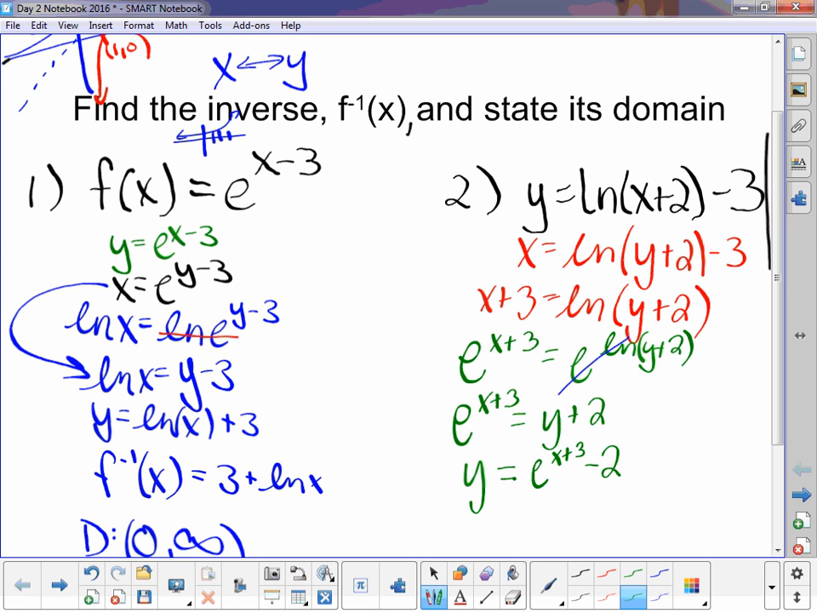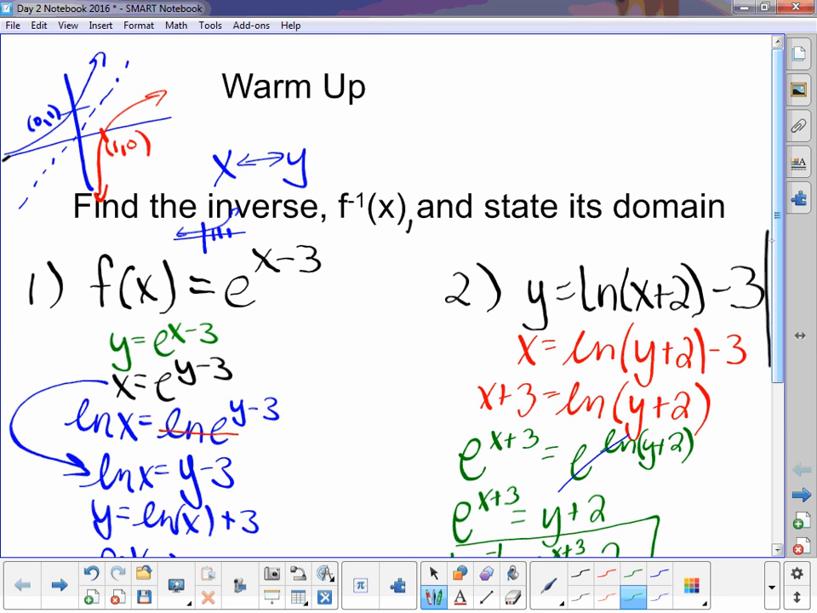Now again, we want to make sure it's proper notation. We start off with y, so our notation would be y inverse. So this is our function here, and then we'll deal with domain in just a moment. Questions on that before we talk about it?